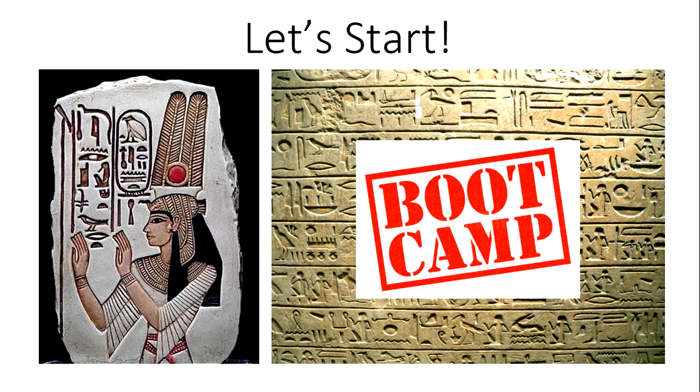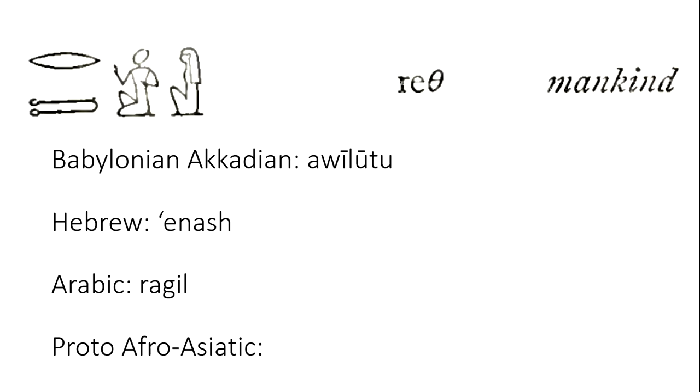Alright, so without any further ado, ladies and gentlemen, we will now begin our Ancient Egyptian Language Vocabulary Boot Camp. Once again, each of these slides will present the Egyptian word written in hieroglyphic form, along with a transliteration to tell you how it is to be pronounced, along with the English translation of the term, followed by corresponding terms in the Babylonian Akkadian, Hebrew, Arabic, and Proto-Afro-Asiatic languages. Our first word is hreth, a mankind.